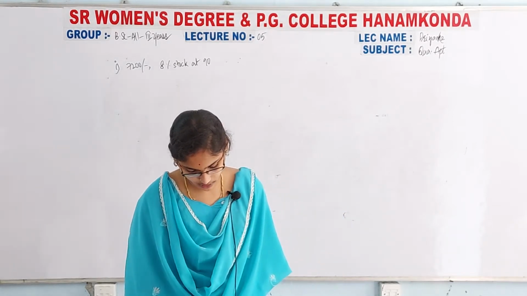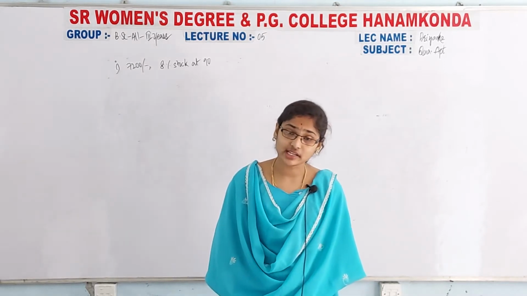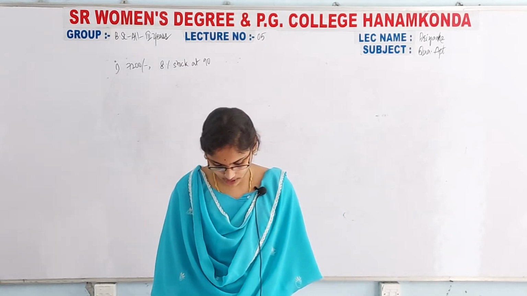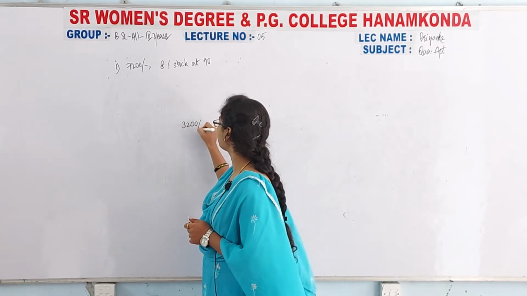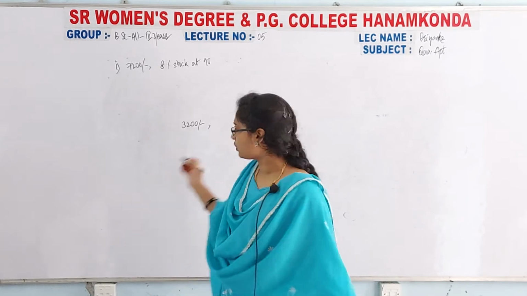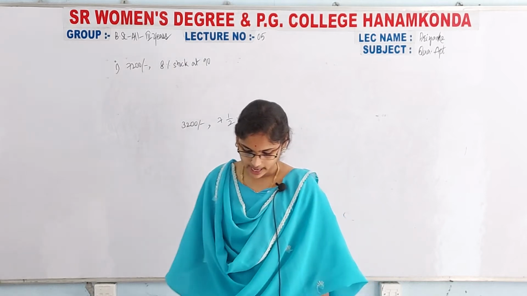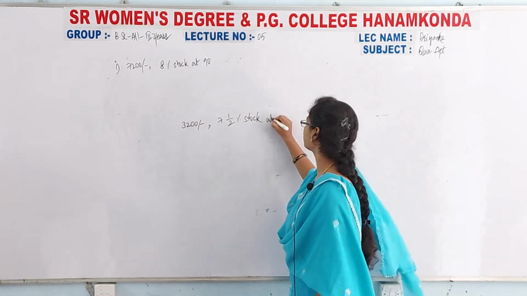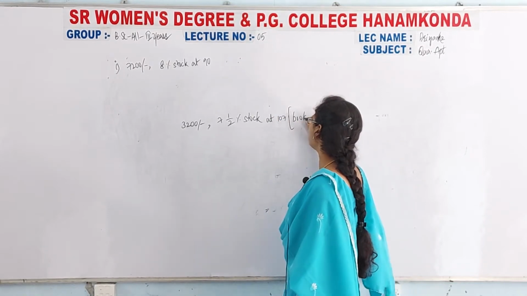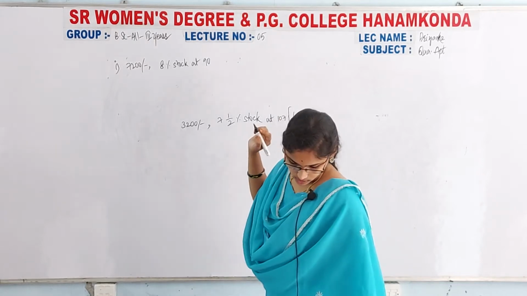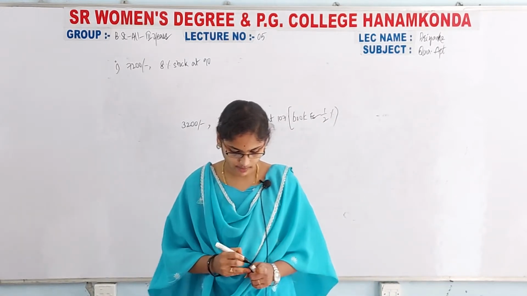Next, write down. Third one. Find the cash required to purchase 3,200 rupees, 7 whole 1 by 2% stock at 107. Brokerage is 1 by 2%. Okay, now write down for this one also. I will say the step.